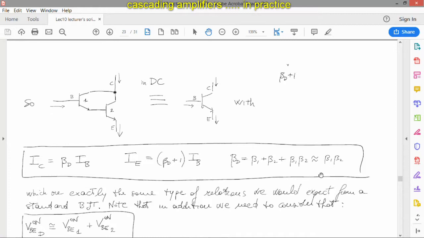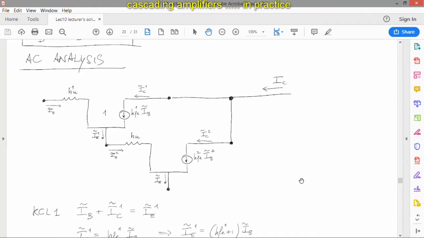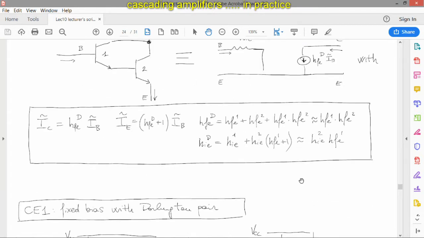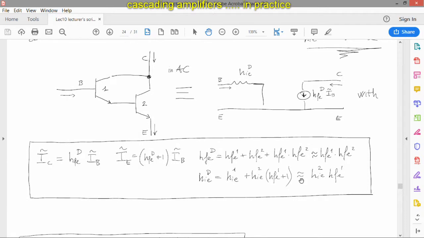This was in DC. In AC, if you do the analysis, you can demonstrate something similar, and I did it here. There you go. So if you take the Darlington pair and you do the AC analysis using the hybrid model, you realize that indeed it can be written as equivalent to this model, which is exactly the hybrid model we've seen, the same form, the same shape.